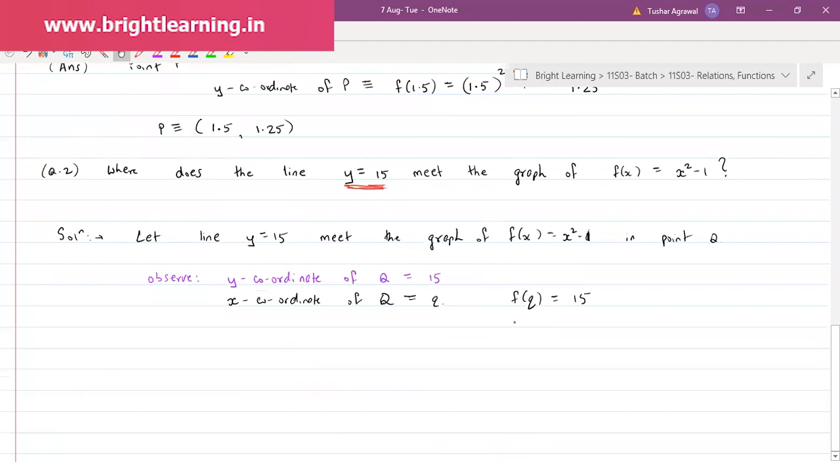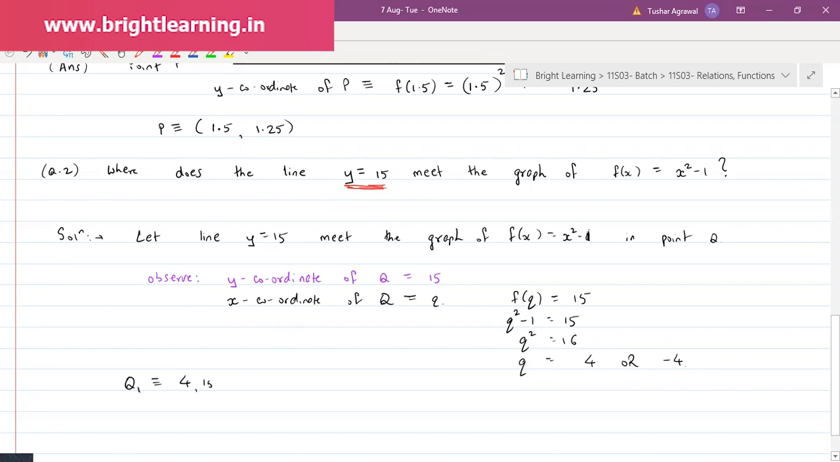That is q square minus 1 is equal to 15. So q square will become 16. So this implies that q should be equal to 4 or q should be equal to minus 4. Mathematics is telling me that if you draw a line y equal to 15, it will intersect the graph of f of x equal to x square minus 1 in 2 points. Which 2 points? The first point will be (4, 15), and the second point will be (-4, 15).